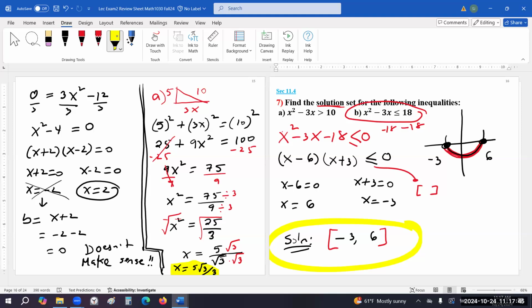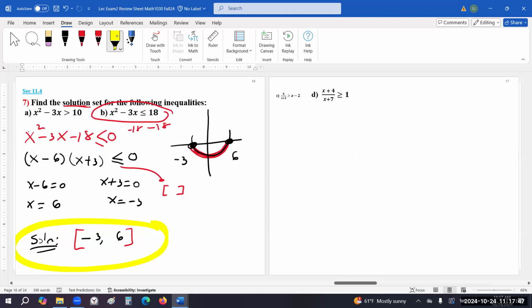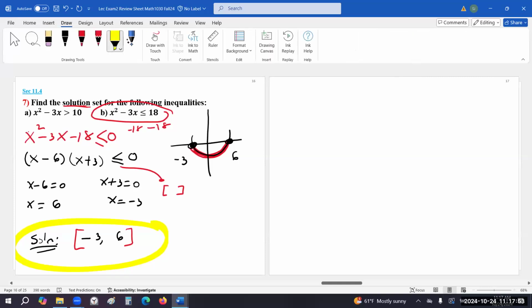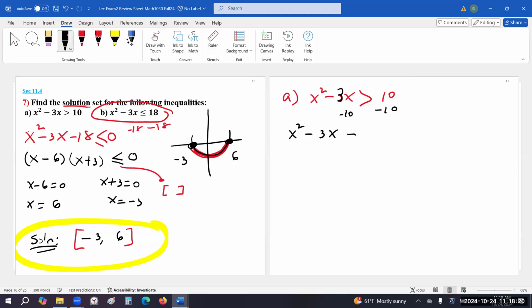Let's also do A because it doesn't require much time. It doesn't require much work indeed. A says x squared minus 3x has to be bigger than 10. We have the same problem. What is our first problem here? Yeah. We don't see a 0, so we must move our 10. So we get x squared minus 3x minus 10 bigger than 0.